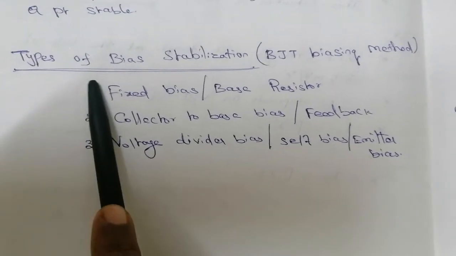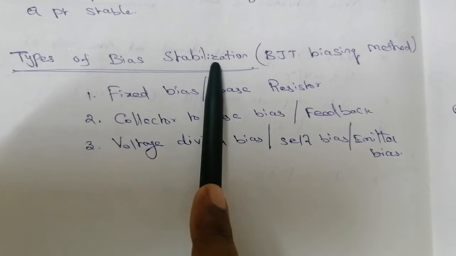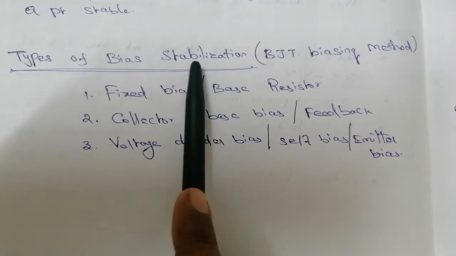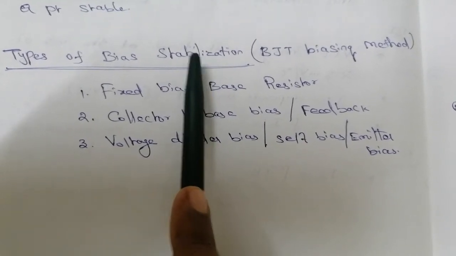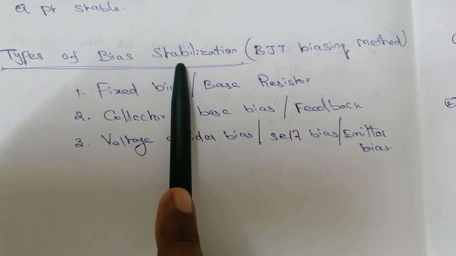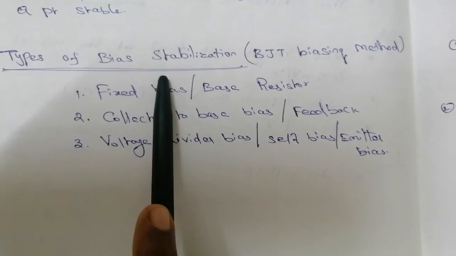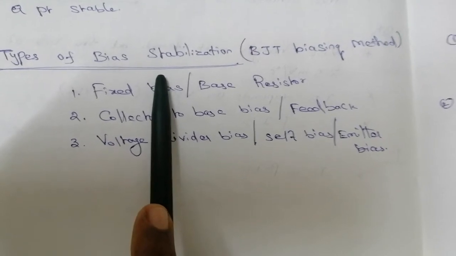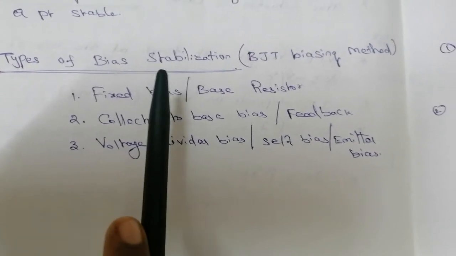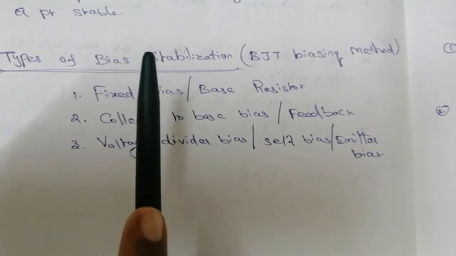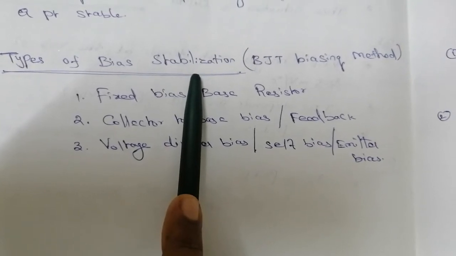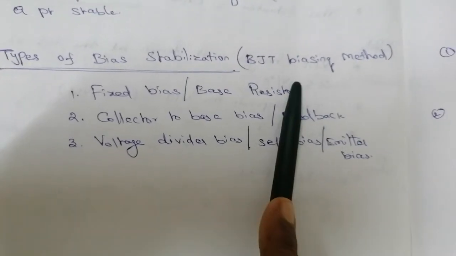Next one, types of bias stabilization. Already we have two techniques, the stabilization technique and the compensation technique, which are used to maintain the Q point as stable. So already we have the definition of these two techniques. Now let's see the types of stabilization techniques, which is called the biasing of BJT.